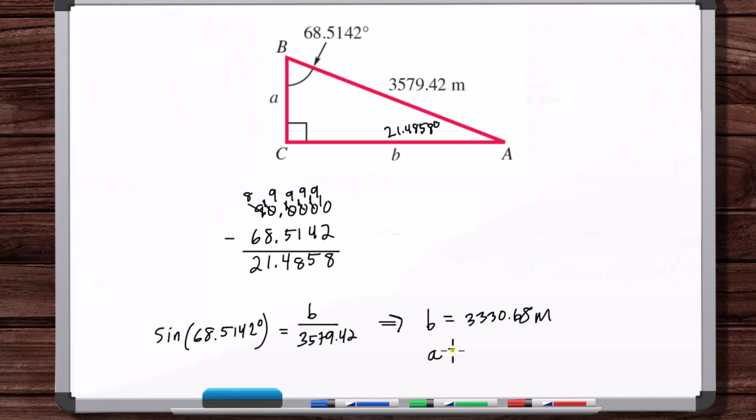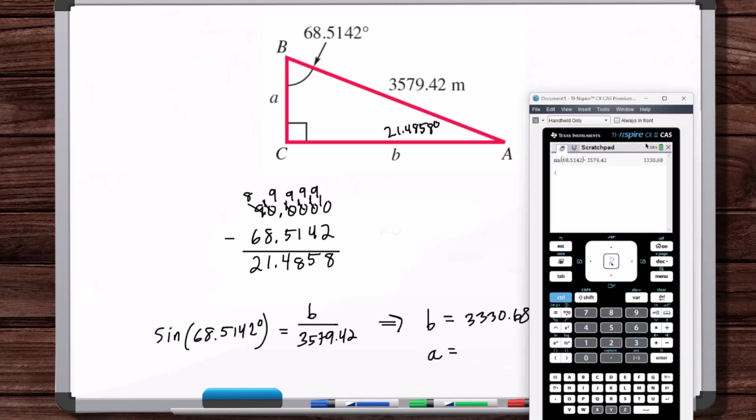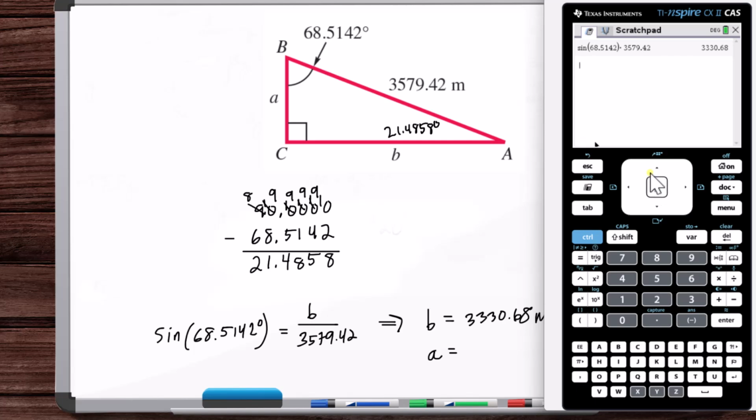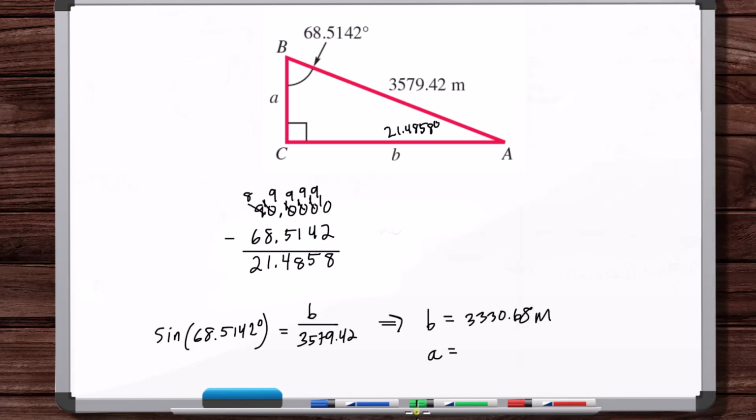Okay, and then A, we could just use the Pythagorean theorem or another trig function. So we've got 3579.42 squared, and then we're going to subtract this was B squared, and then take the square root of that, 1311.04 meters. There we go. We've got all the side lengths and all the angles.